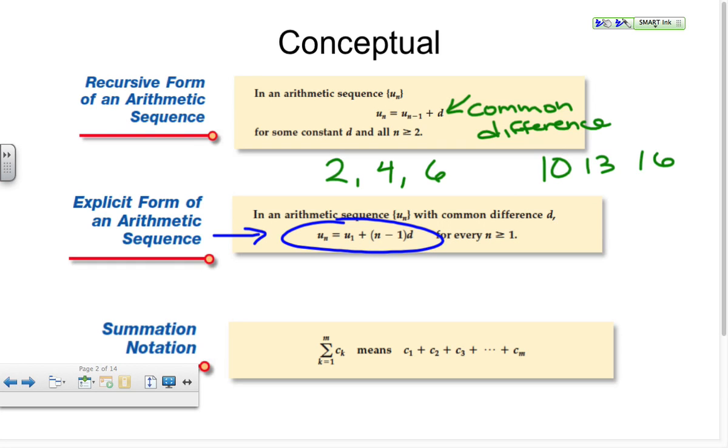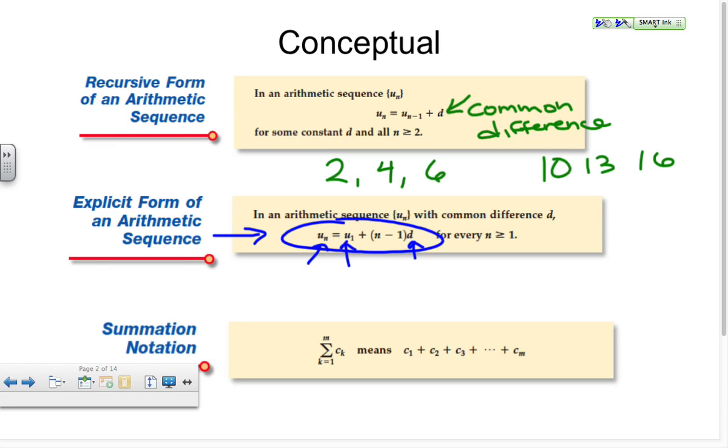So the explicit form of an arithmetic sequence looks like this. Whatever term we're looking for, we take u_1, which is always the first term. We put in parentheses here n minus 1. And we put our common difference on the end. Common difference is typically given to you or easily found. Once you have all the formula pieces in there, you must simplify. We'll look at that in the example in just a moment.